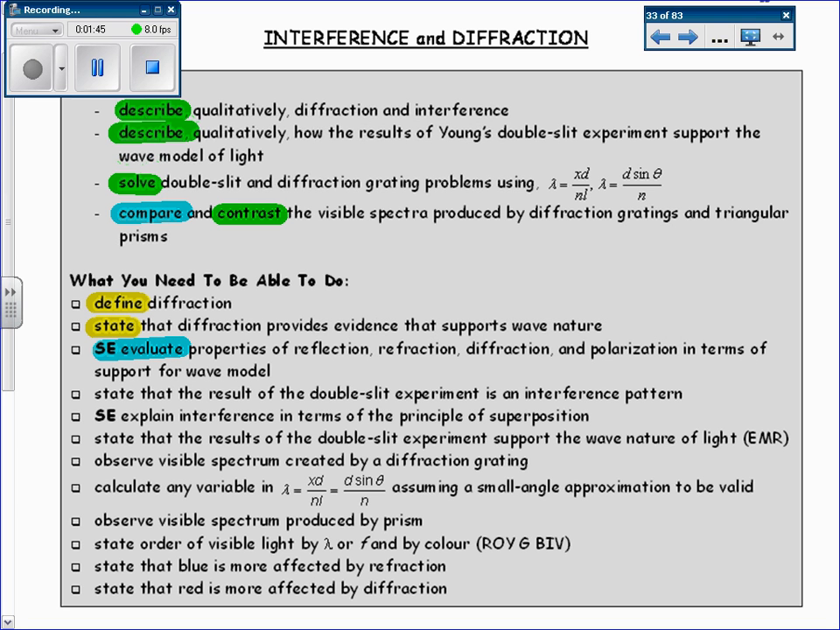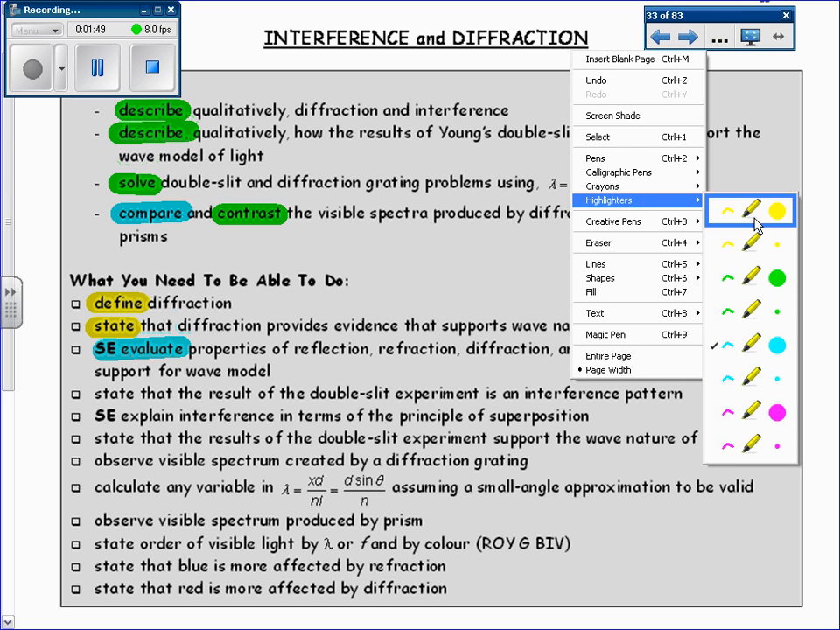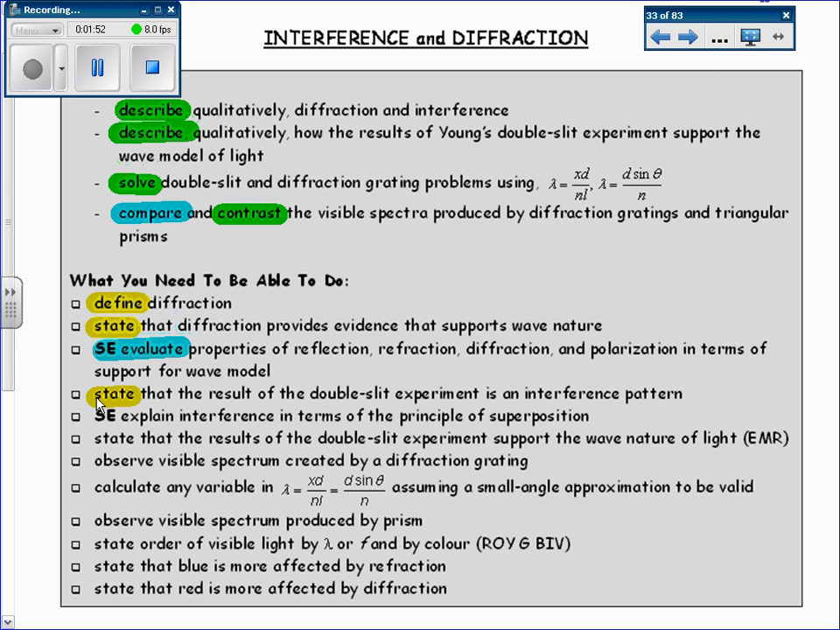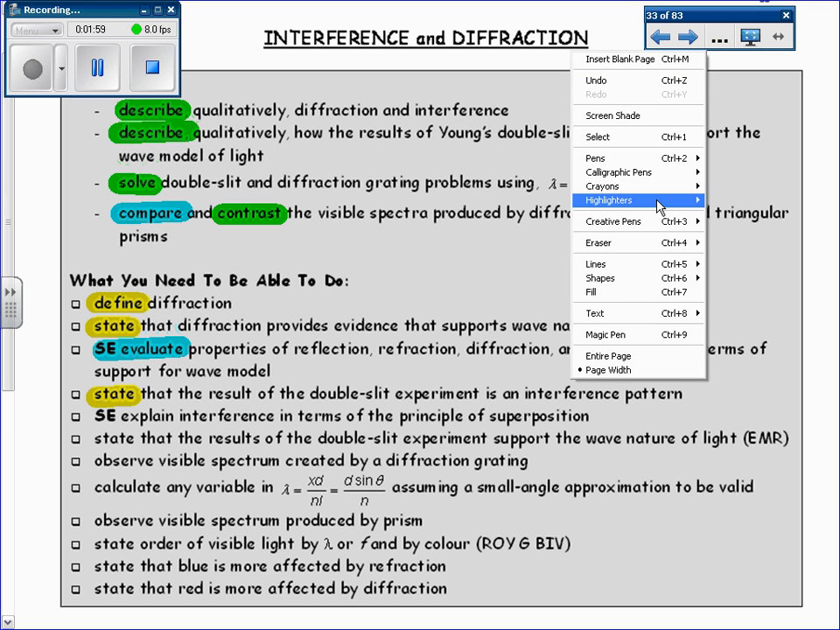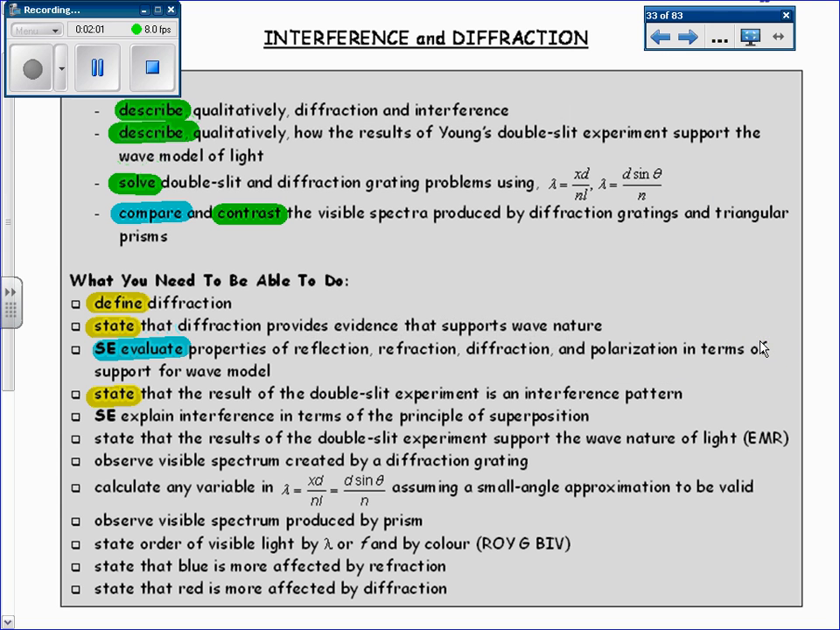State that the result of the double-slit experiment is an interference pattern. That's yellow. Standard of excellence, so blue. Explain interference in terms of the principle of superposition. State that the results of the double-slit experiment support the wave nature of light, so that's yellow. Observe visible spectrum created by diffraction grating. Well, you've already done that. We'll call that yellow as well.